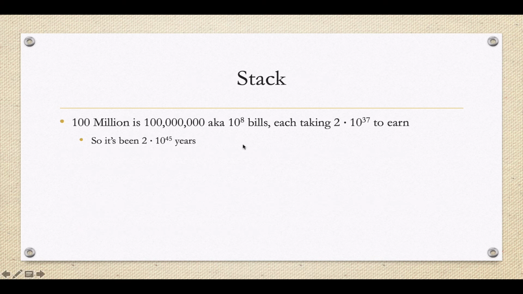100 million of these bills, aka 10 to the 8th power of these bills, each taking 2 times 10 to the 37th power years, 2 times because I got to bring it back and forth to earn, means it's been 2 times 10 to the 45th power years. I can multiply that time by the number of clicks I have, and I figure out there's been 2 times 10 to the 63rd power clicks, still nowhere near our goal.